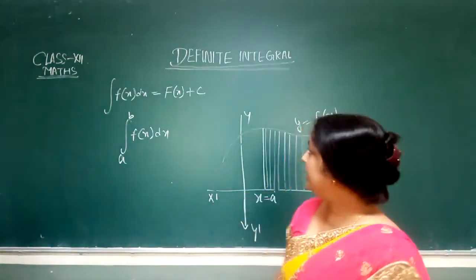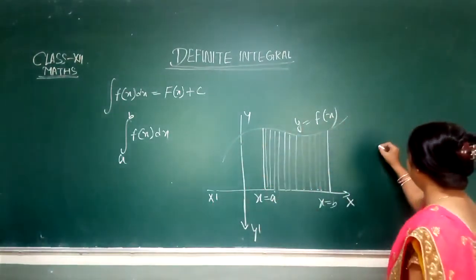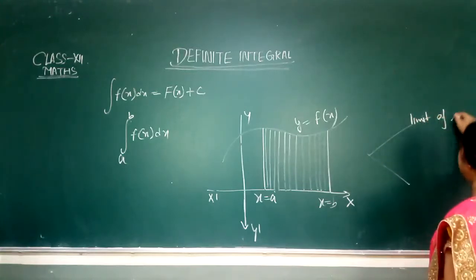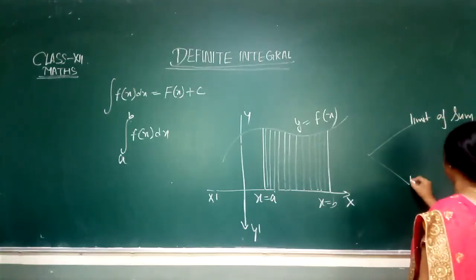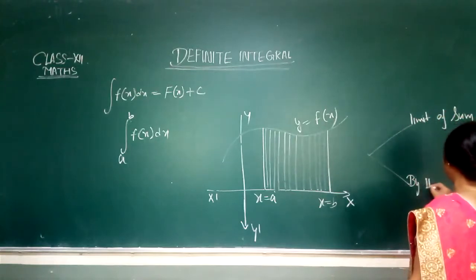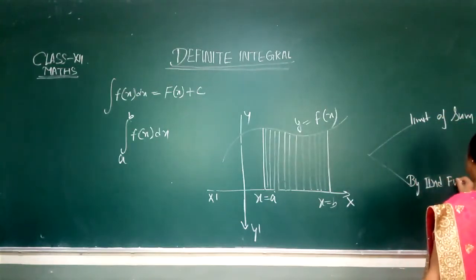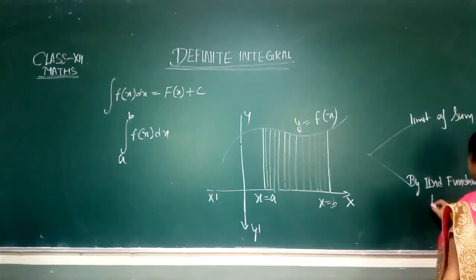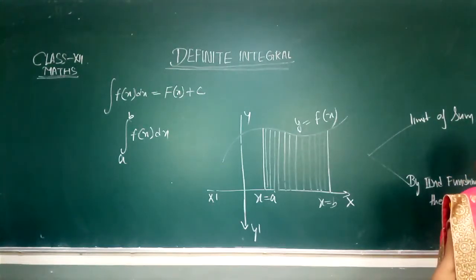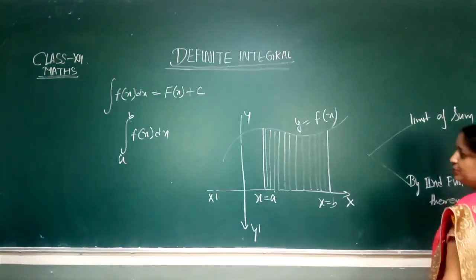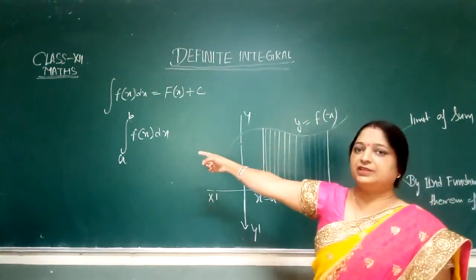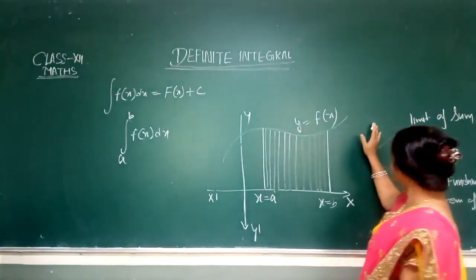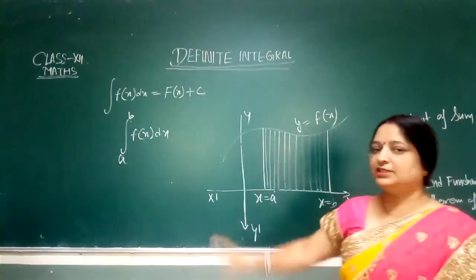Now there are two methods to find the definite integral. The first one is the limit of sum, and the second one is the second fundamental theorem of calculus. In this you can find the difference between the two. The limit of sum method is deleted from the syllabus here, so we will not solve it. We will solve the second one.